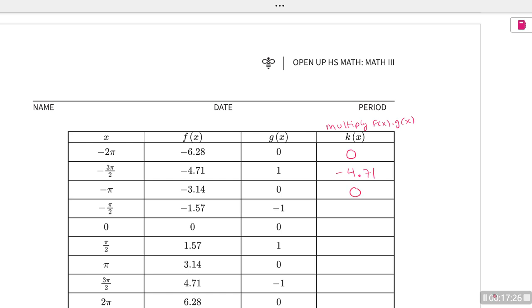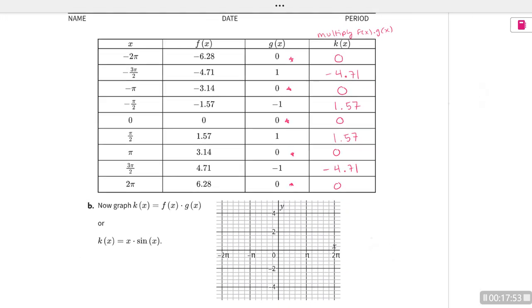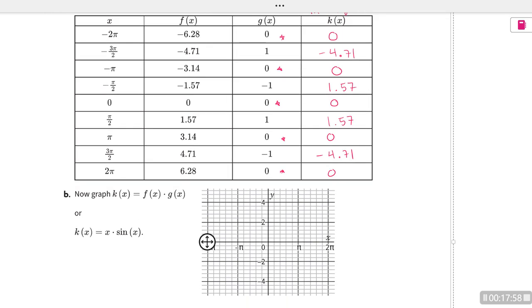We get times 0 again. Let's fill in all our zeros. Anytime we have a 0, those are going to have a product of 0. Here we're multiplying by negative 1, so it's going to change to positive 1.57. Here we have a positive 1, so it stays positive 1.57. And here this goes to negative 4.71, since we're multiplying it by negative 1. Okay, so now it wants us to graph these points. So let's start putting them down.